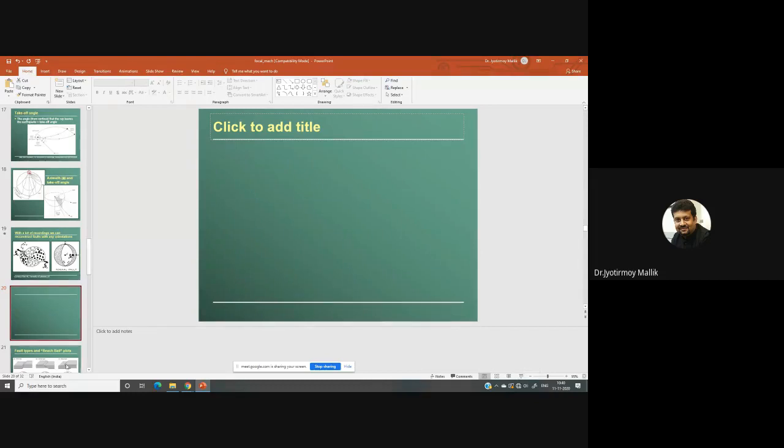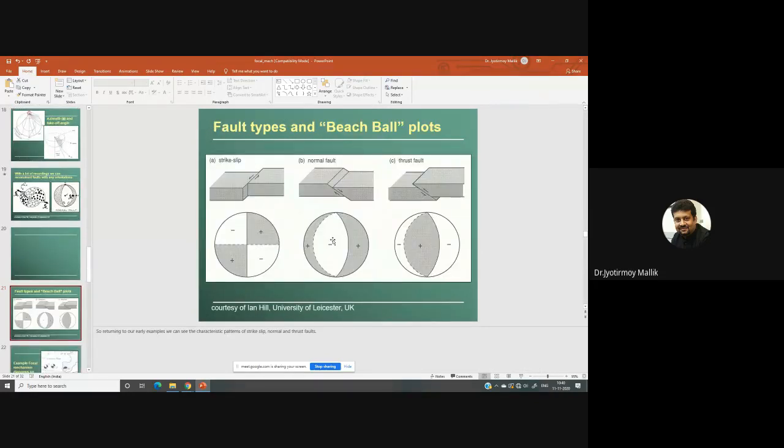I will show you how it looks. This is exactly opposite to the normal fault. But then, what is the logic of having the compressional part in between and the dilational part on both sides? That I leave it up to you to understand.